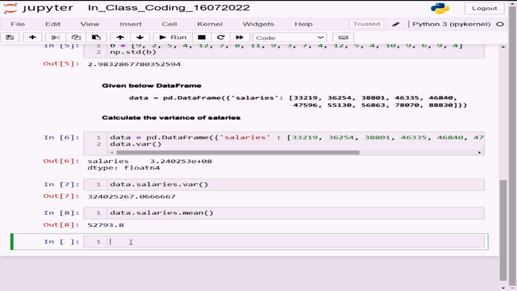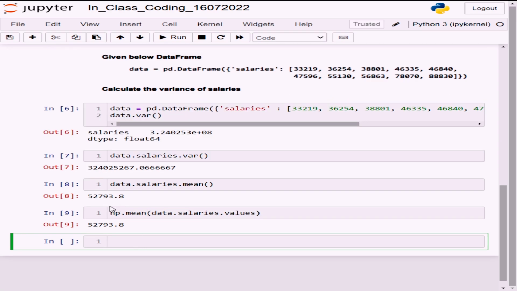Again, I'm using pandas over here. You can also use numpy. I'll show you the other version, np dot mean is the function. You just have to specify what data you want to pass to this mean function. The data should be coming from this particular data frame, which is data. In data, I'm looking for a specific column called salaries. Inside that, I am supposed to pass all the values, which is a requirement of numpy. So you can pass the values. You see, you get the same value.